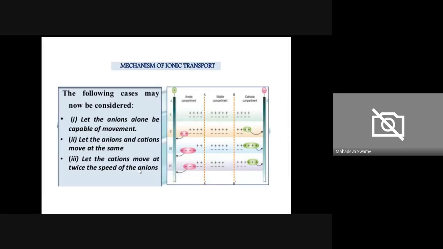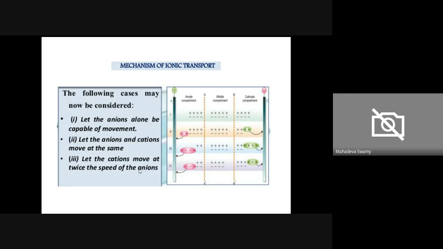The following cases may now be considered in the Hittorf method. First, let the anions alone be capable of movement; the anions start to move alone, and next the cations also start. Second, let the anions and cations move at the same speed; the anions move to one side and the cations move to the other side. Third, let the cations move at twice the speed of the anions.